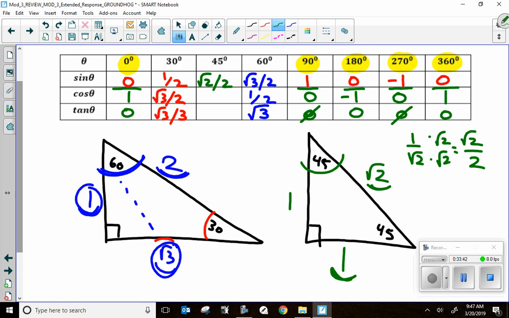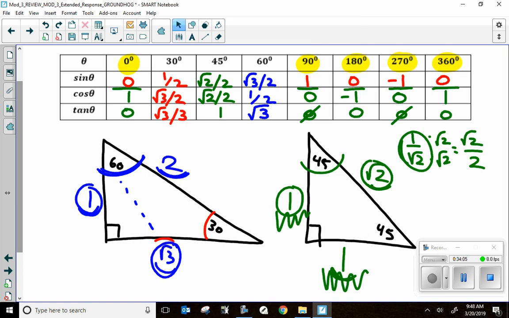What is the cosine of 45? It's adjacent over hypotenuse. It's the same thing. It's 1 over radical 2, which we simplify to say radical 2 over 2. And last but not least, tangent. It is opposite over adjacent. 1 over 1 is 1.